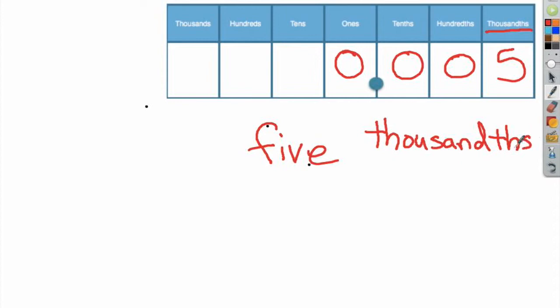Did I say anything else? Am I done? Is that all I need to write? Does this say the same as that? If you say both numbers and they say the same thing, then you're done.